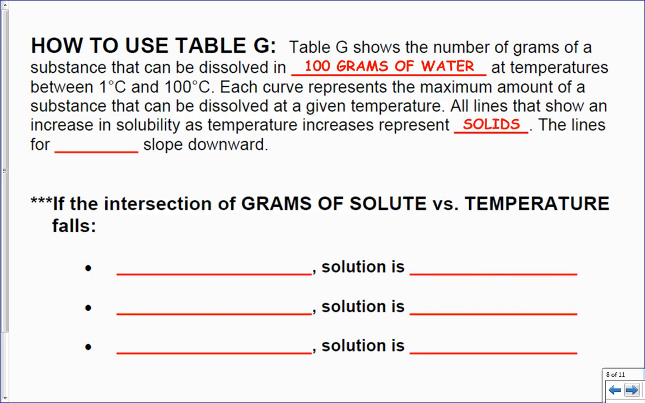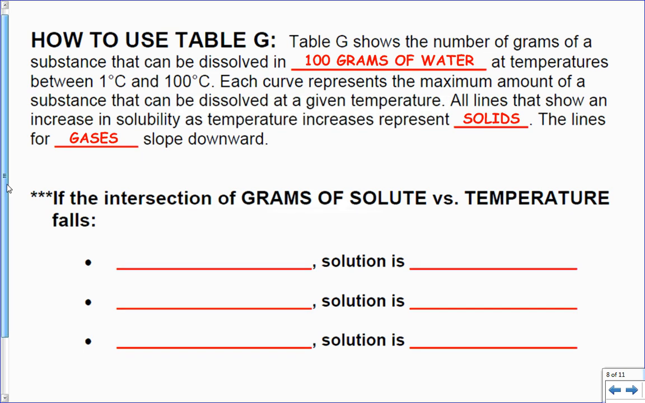All lines for solids show an increase in solubility as temperature is increased. The line for gases slopes the opposite way because, as we'll learn, the colder it gets, the more gas I can get to dissolve. It's the opposite of solids.